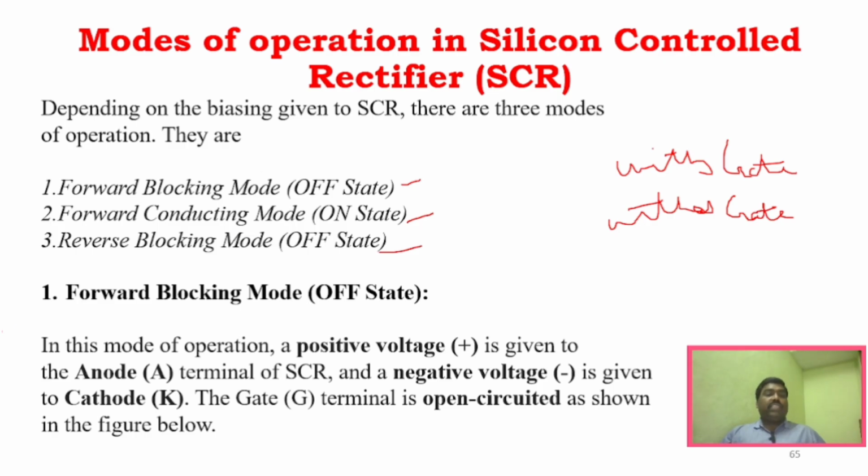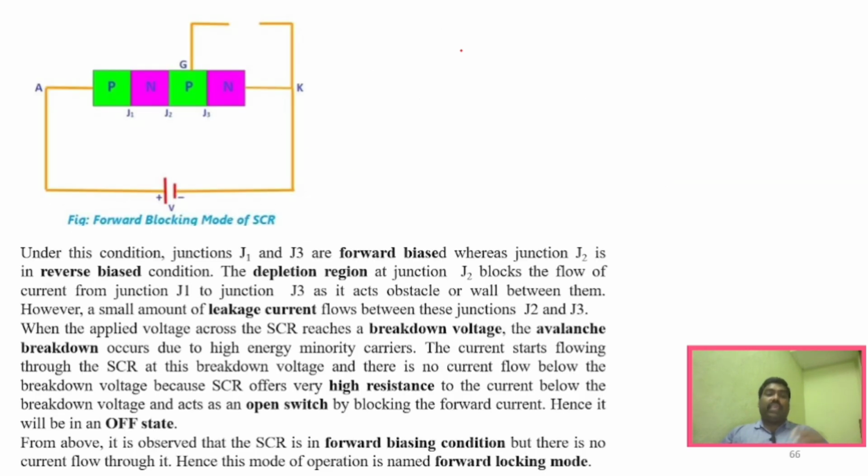Now the first thing is forward blocking mode. We will see what that is. We consider only the circuit without gate now. So we are going to consider an SCR without gate, and that is where it acts as forward blocking mode. That is, we are not going to give any voltage to the gate terminal. We are leaving it open. If we are leaving it open, we already know the condition for SCR: it has to be forward biased. For forward biased, this is anode and this is cathode, so I'm giving the positive terminal to anode and the negative terminal to cathode.